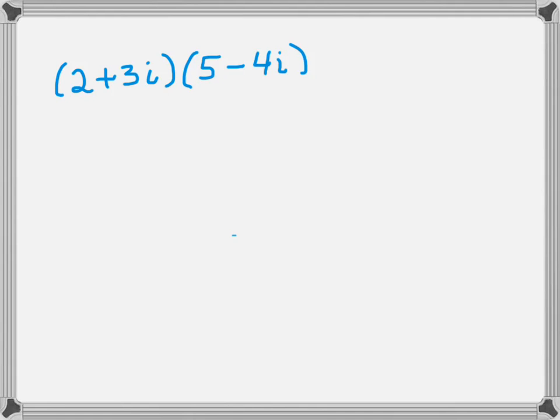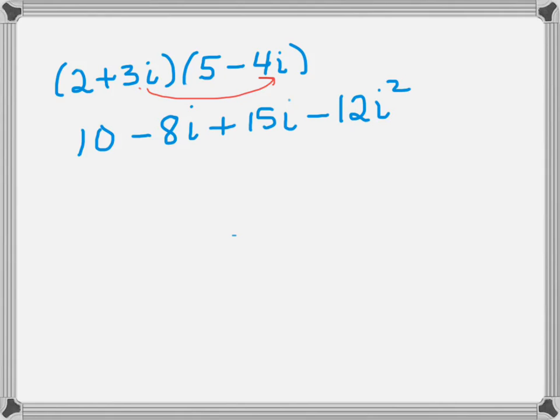Okay, today we're going to multiply complex numbers, and it's very similar to multiplying binomials because a complex number has two terms, the real part and the imaginary part. So we begin by multiplying 2 times 5, which gives us 10, and then we multiply 2 times negative 4i, giving us negative 8i. Then we multiply our 3i times 5, which gives us positive 15i. And then we multiply our 3i finally by negative 4i, giving us negative 12i squared.